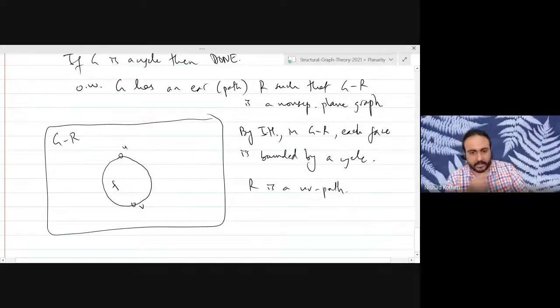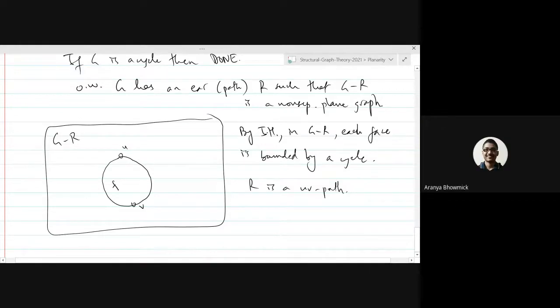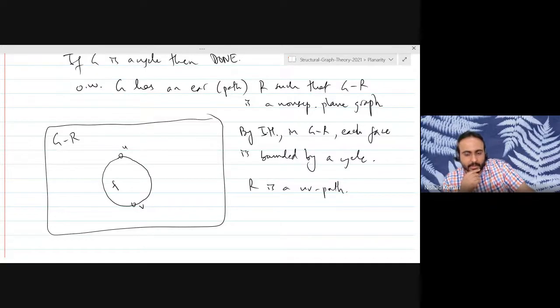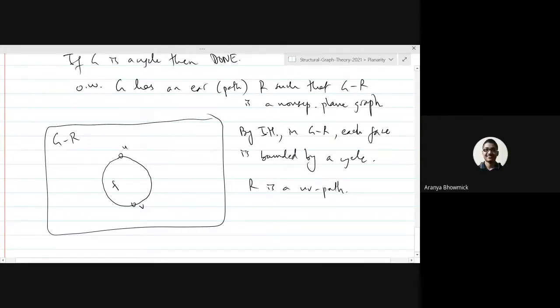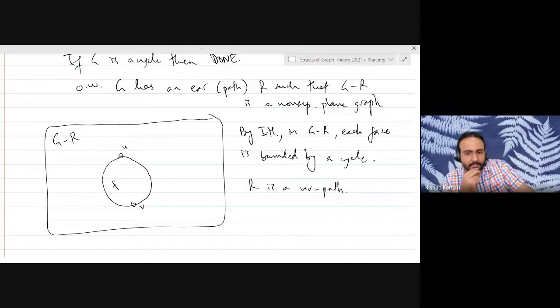What is the other case? The other case is that basically U and V belong to two distinct faces. So you are saying that there is no face containing U and V both. Is that what you're saying? There is no face containing U and V both. Exactly. Okay. Is that even possible?